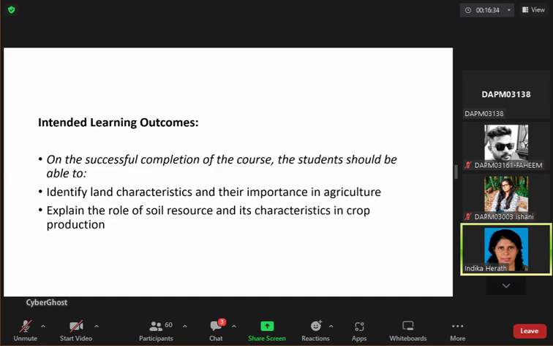These are the intended learning outcomes. On successful completion of this course, you all should be able to identify land characteristics and their importance in agriculture. When it comes to land, in modern agriculture sometimes people think, okay, we don't want land or soil to cultivate crops. Let's see how it goes and whether it is needed.